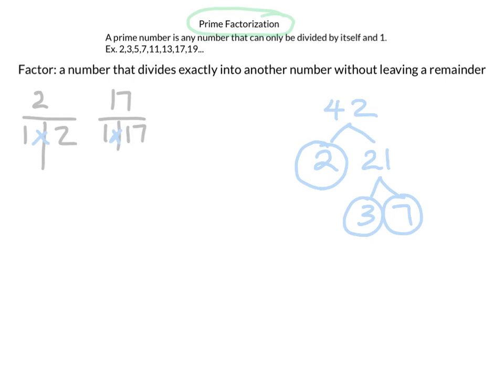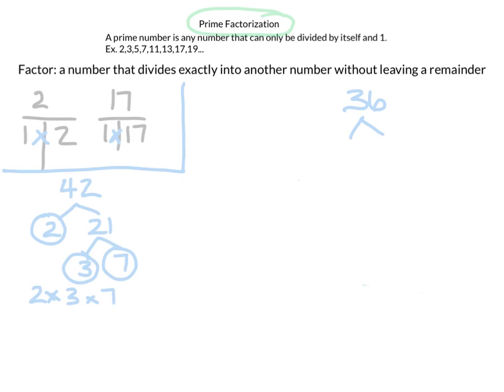And I write my prime factorization like this. 2 times 3 times 7 is my prime factorization for 42. If I multiply 2 times 3 times 7, I will get 42. So this is my prime factorization.